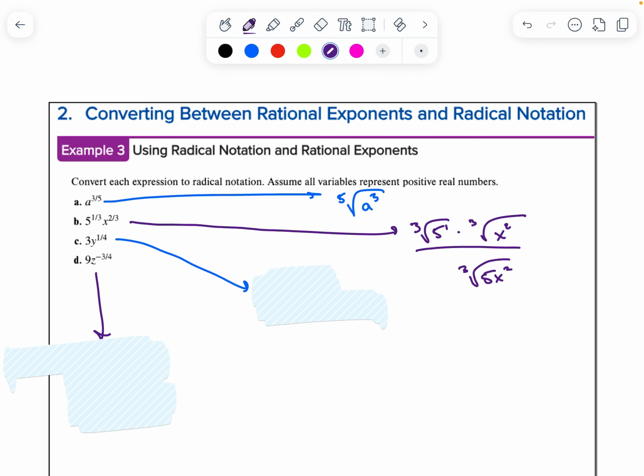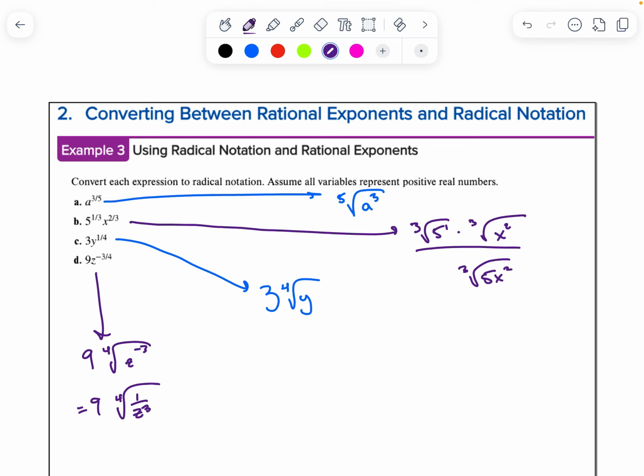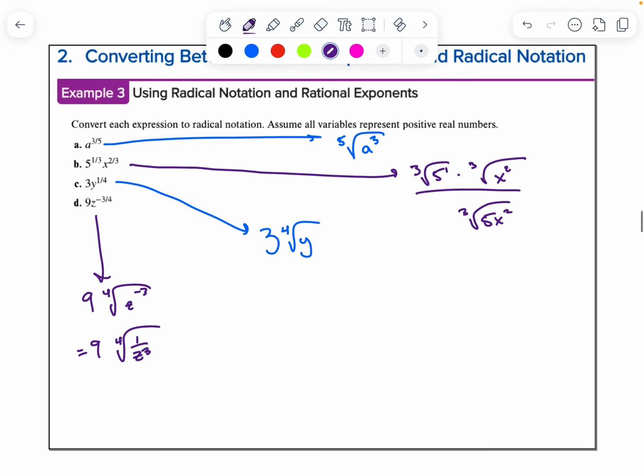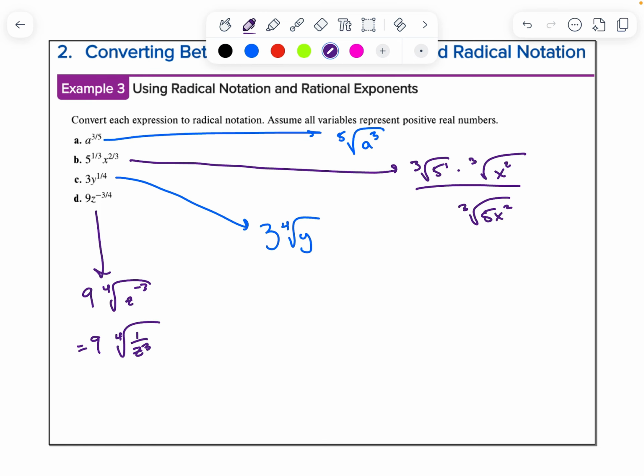The next one, 3y to the 1/4, notice that the 1/4 power is only applied to the y. So that's the same thing as 3 times the fourth root of y. Same thing here, that negative 3/4 power is only applied to the z, so it's the same thing as 9 times the fourth root of z to the negative 3. The z to the negative 3, because of that negative exponent rule, is the same thing as 1 over z to the 3.